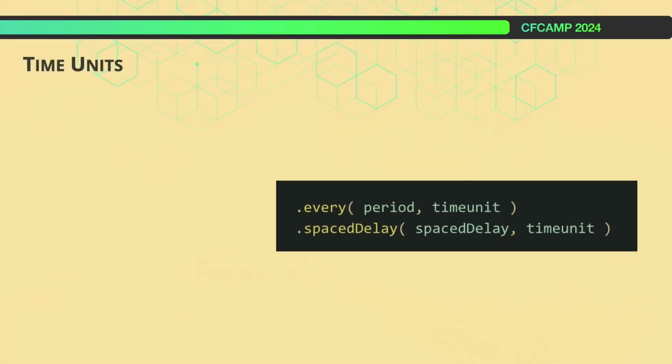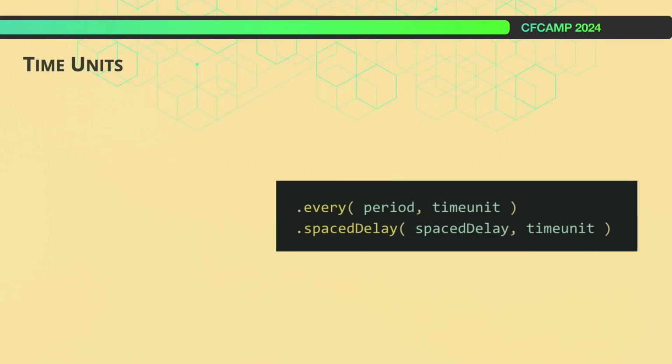All right. There's a few time units, and like I said, we wanted to make it really human for you to actually read it and know what's going on. You can say, I want it to run every period with a time unit, every 5 seconds, every 10 minutes. But you also have a spaced delay one. So this means that it will wait until a task finishes in order to put the period after that.